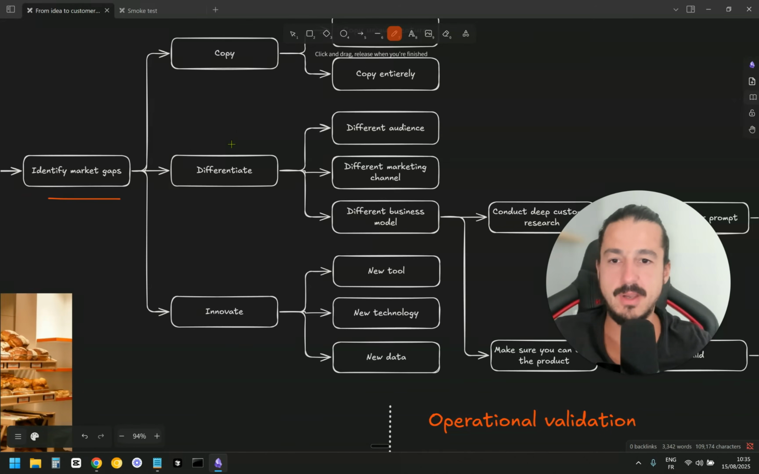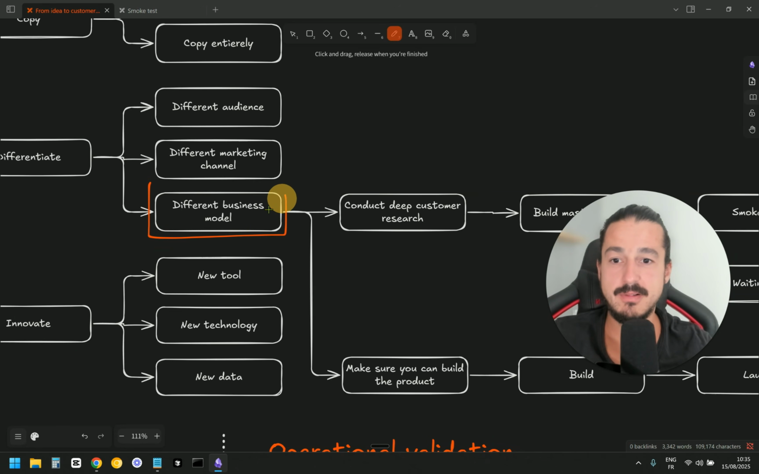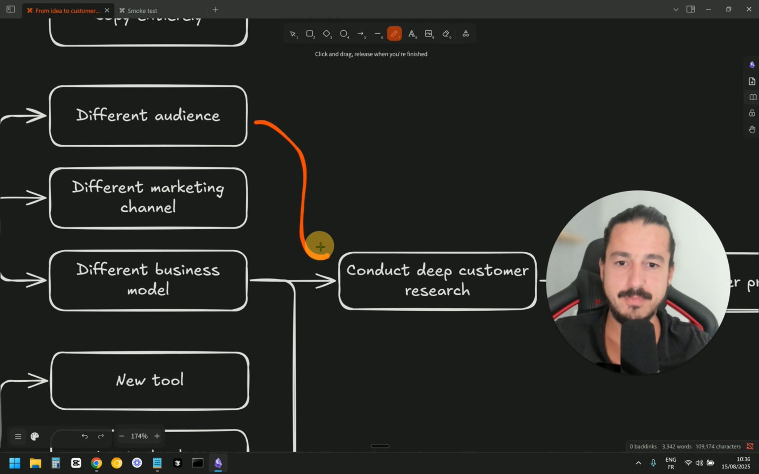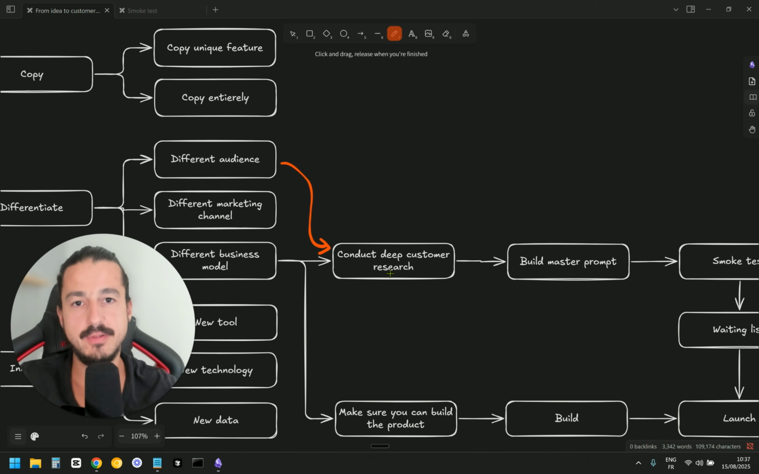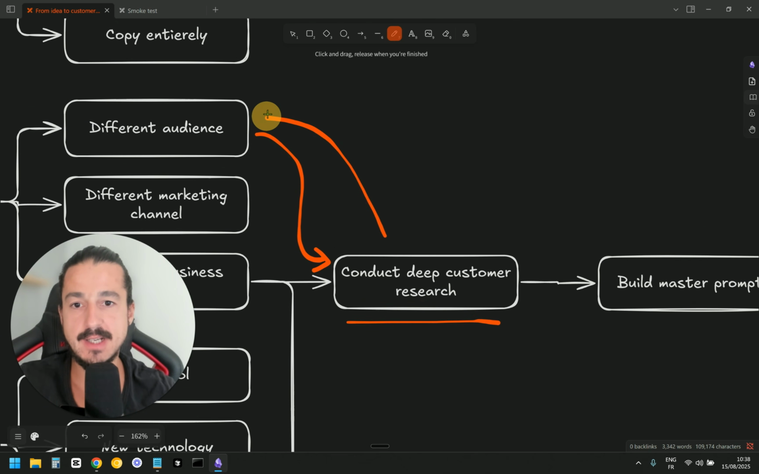So assuming we want to differentiate, and let's say we take the example of our breastfeeding app for vegans. It's not a different business model, actually, it's this one. So now you have the market you are operating in, you have the problem you are solving, and you have the audience that you are addressing. So this is when you want to do deep customer research that is specifically addressed to the audience.